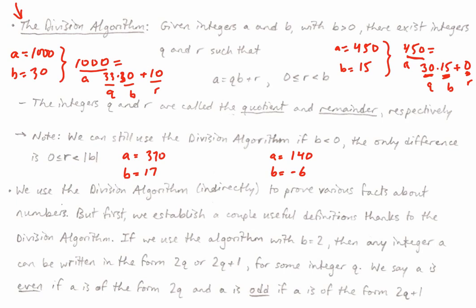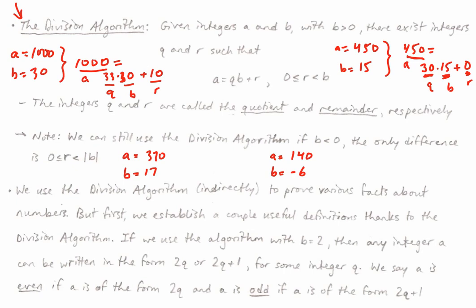Why is it only 2q or 2q plus 1? Because our remainder has to be strictly less than b, and it's going to be a whole number. So the whole numbers that are less than 2 and greater than or equal to 0 are either 0 or 1. So it's either 2q plus 0, or 2q, or it's 2q plus 1.